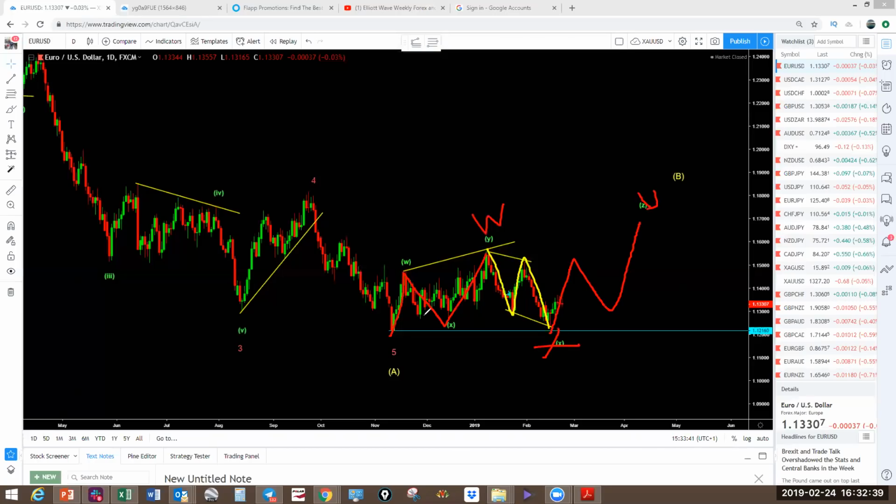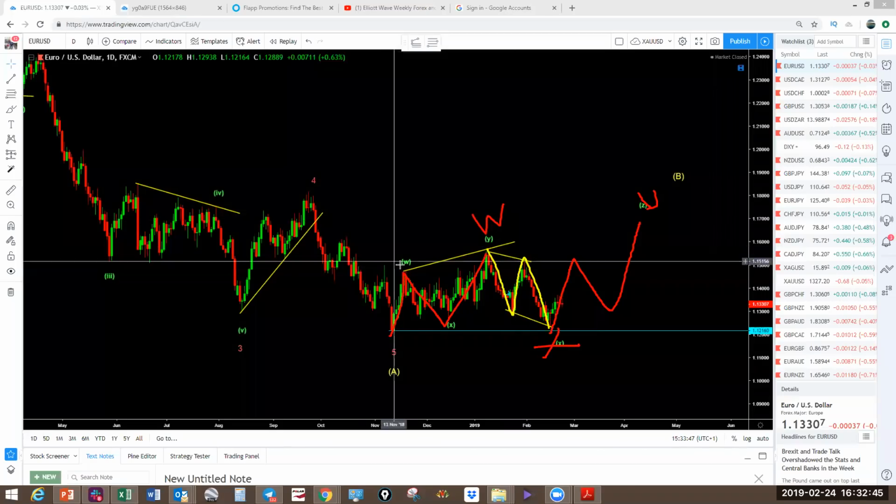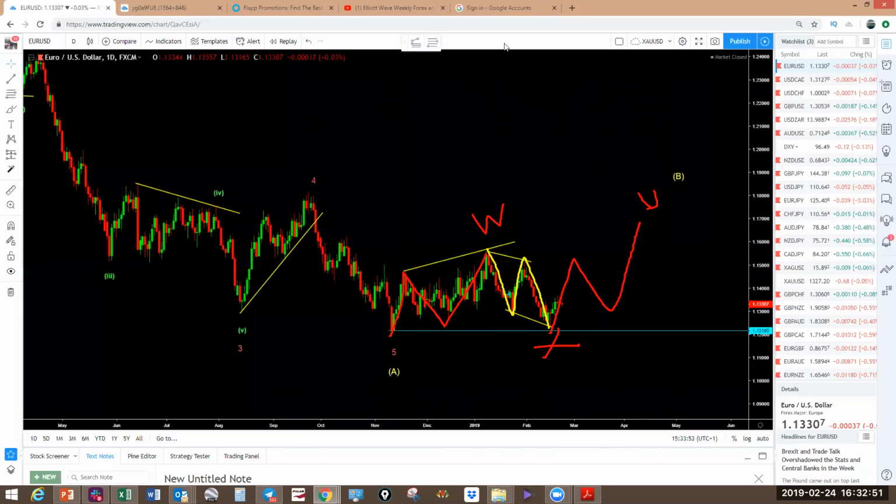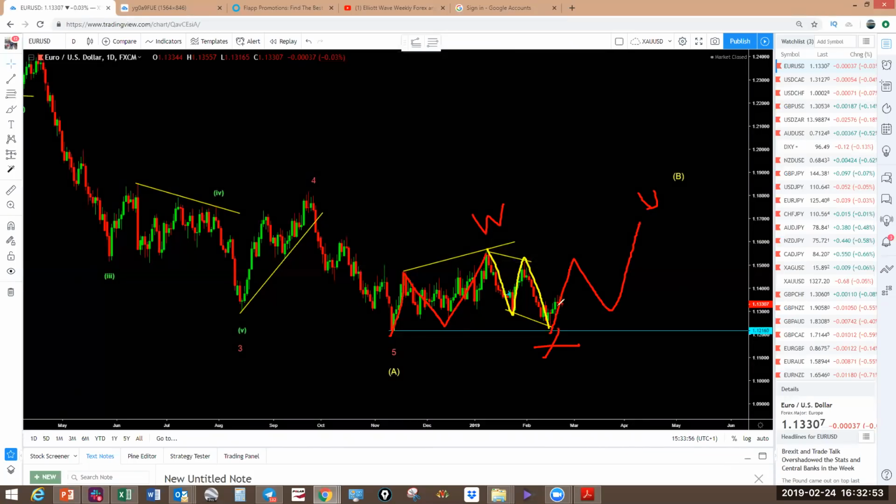Okay, initially we were looking at the WXYXZ, but you can see now that the X has corrected the whole move. So this invalidates the WXYXZ. So it's just going to be a WXY in the higher degree. So that's what we're going to look at, right? So let's have a look. Now we're getting this corrective structure here. That is giving us a clue that we may be getting that move to the upside.